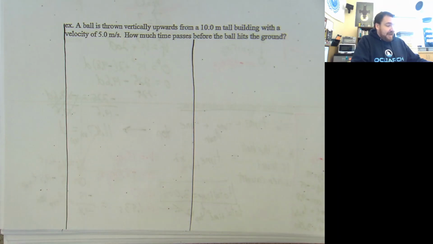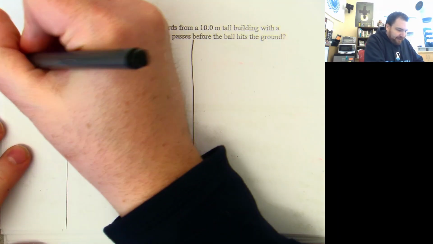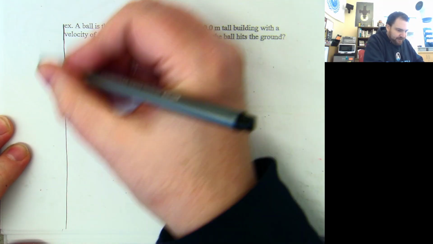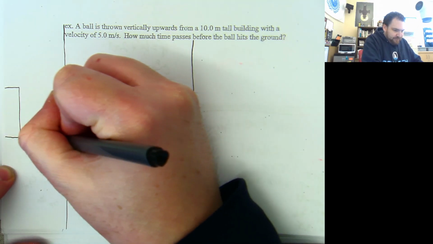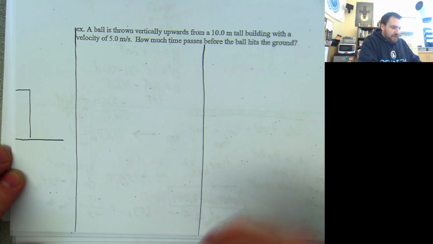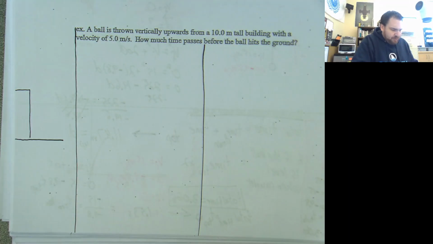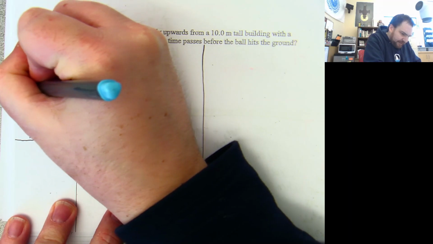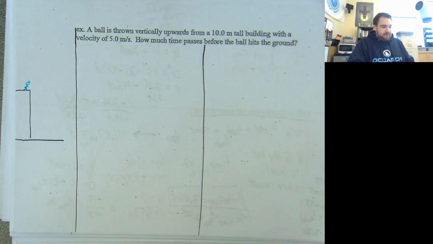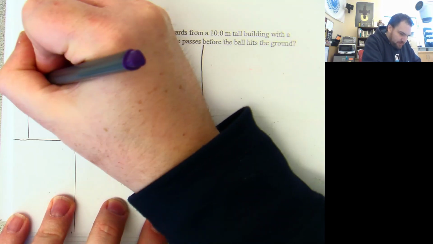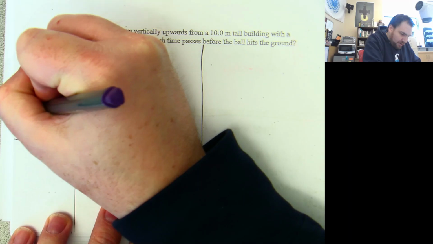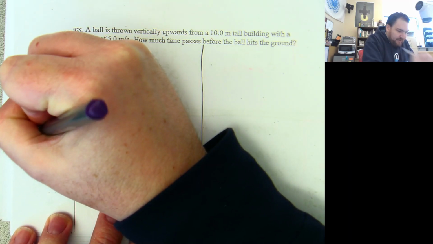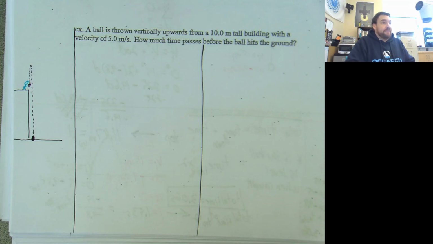So let's draw what's happening here. We've got a building. Let's put it here-ish. There's your building. Here's you on top of the building. You're taking a rock and you're throwing the thing up. It's going to go up, and it's going to go all the way back down and impact right next to the base of the building.